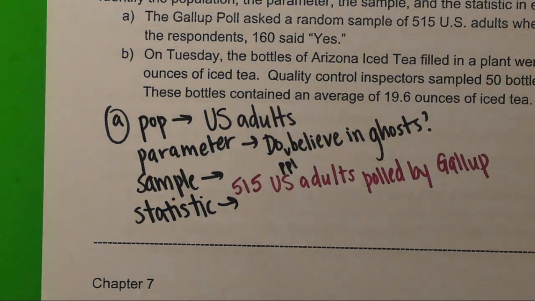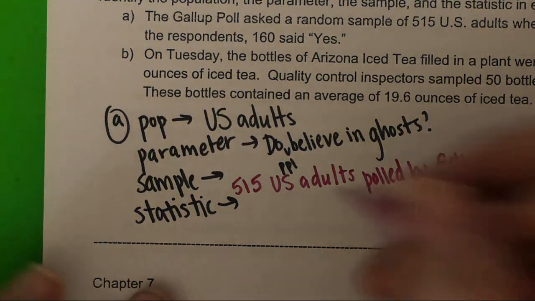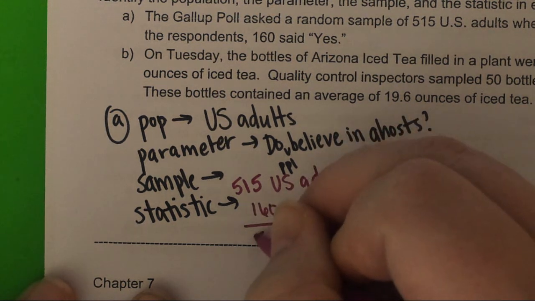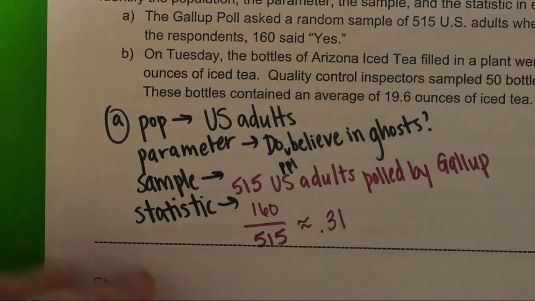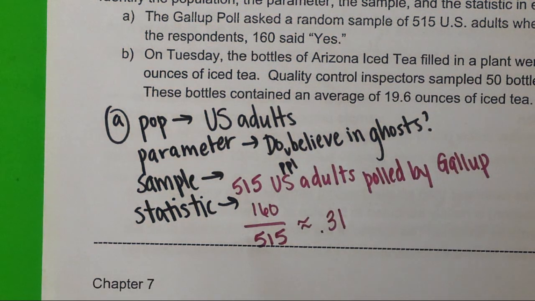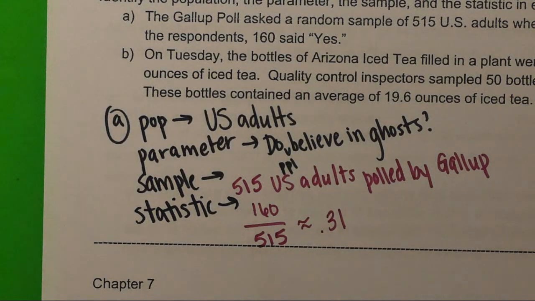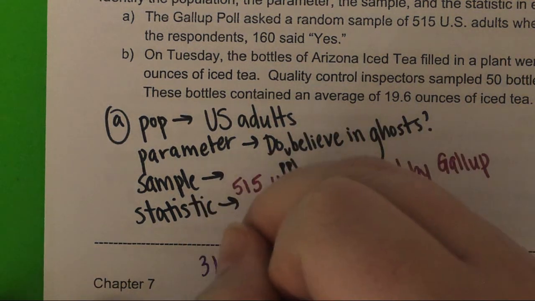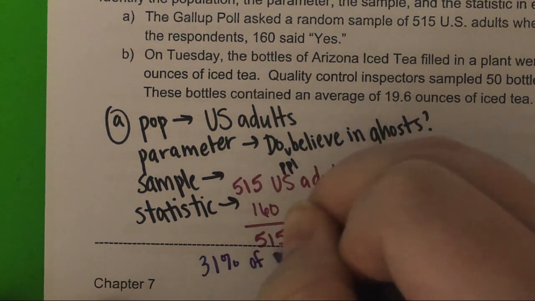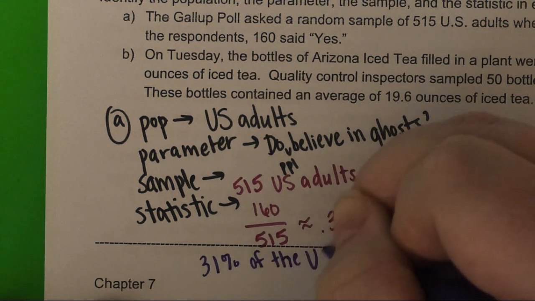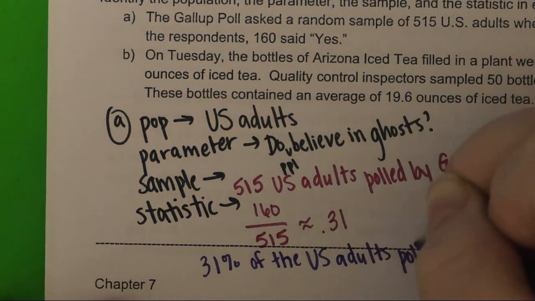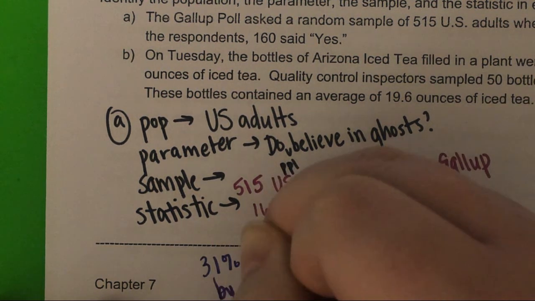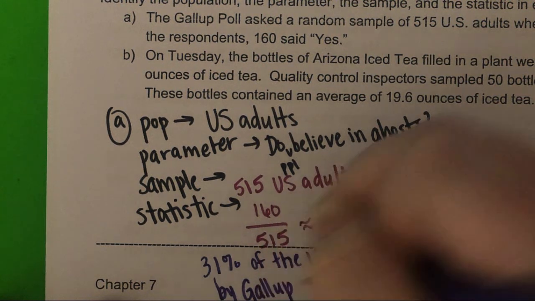Okay, so the statistic, what numbers can we actually calculate? 160 divided by 515, you get 0.31. And so what does that 0.31 tell us? Okay, so it's 31% of the U.S. adults polled by Gallup believe in ghosts.